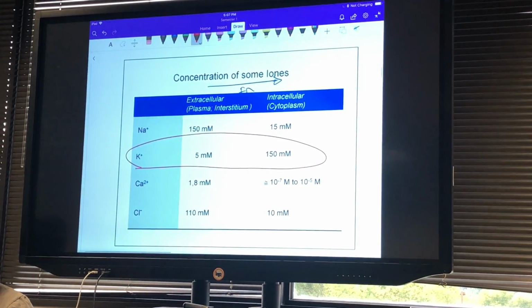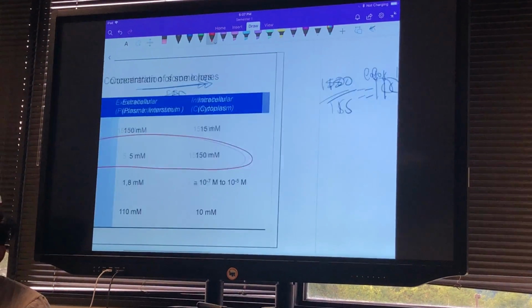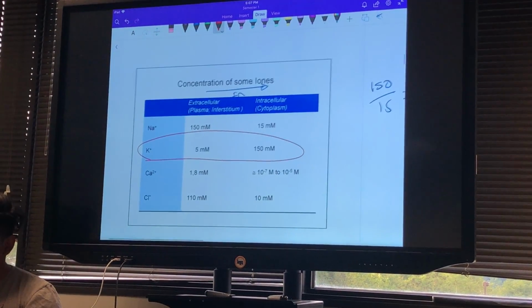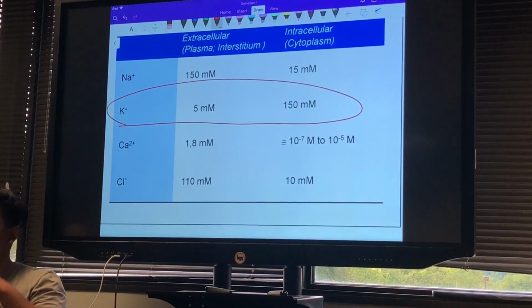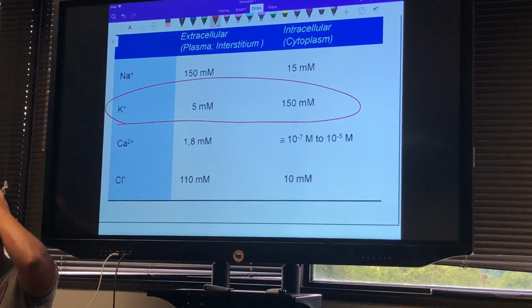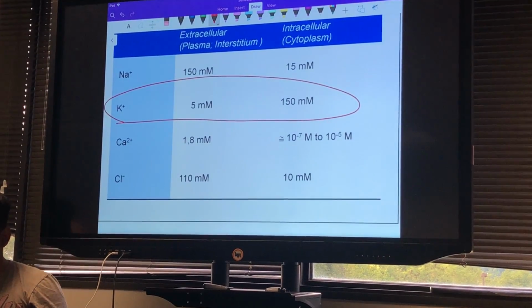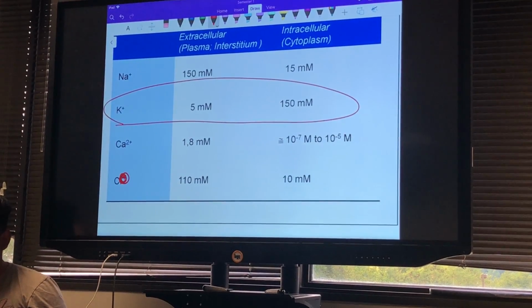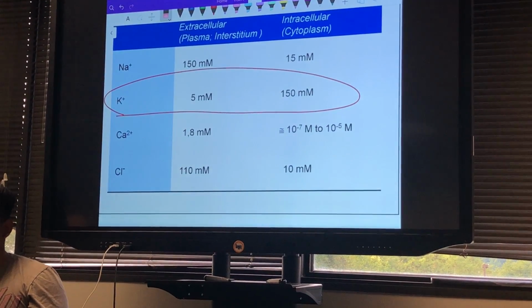I think that's the most complicated part. But if you understand that, then you should get the question right. Is it always going to be the bigger number? Yeah, the bigger number over the smaller number to make it easier. For chloride, it's the opposite, but just remember it's a negative charge. Okay, any questions about this?